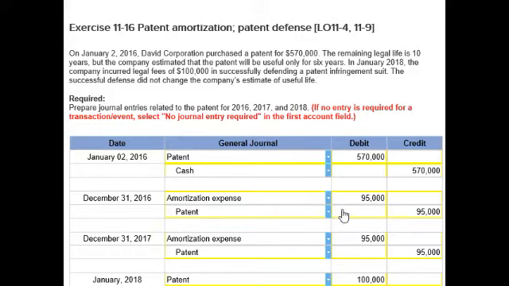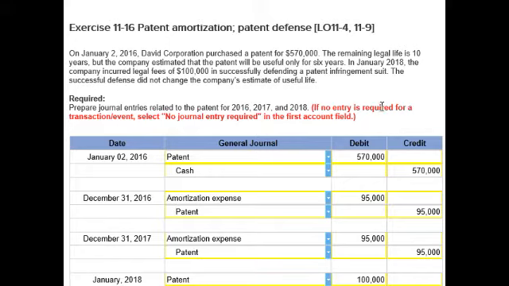So we will increase expense by 95 and we will reduce the patent directly by 95. So there's no contra account. We increase expense, we decrease the value of the asset. So you do that for 2 years.